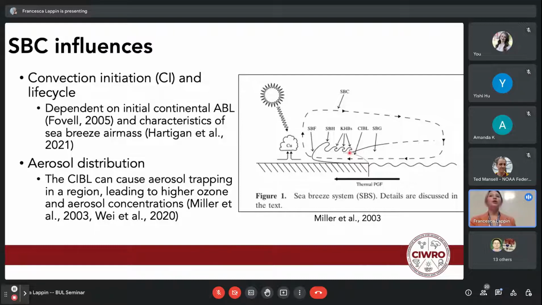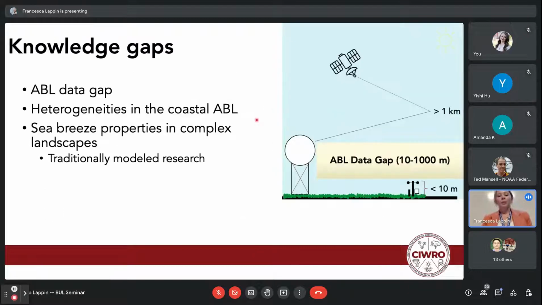But a lot of these are very nuanced, and it depends on a variety of initial factors, as well as how strong, how vertically deep and how horizontally deep your sea breeze is. And it doesn't help that we have this boundary layer data gap that I've talked about a few times here, that we're really missing data where your sea breeze circulation is most prevalent, and we're missing data in that layer of 10 to 1,000 meters, because above that, we have a pretty good look from radar and satellite.